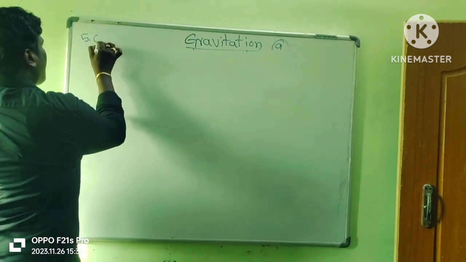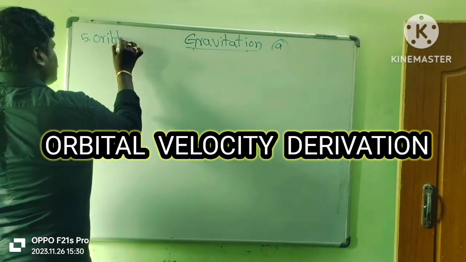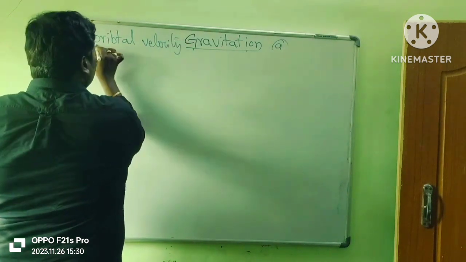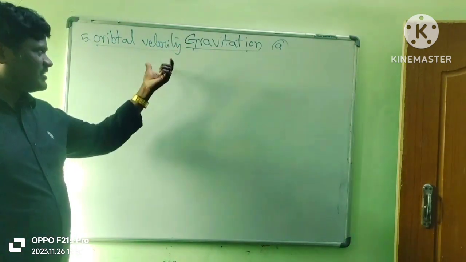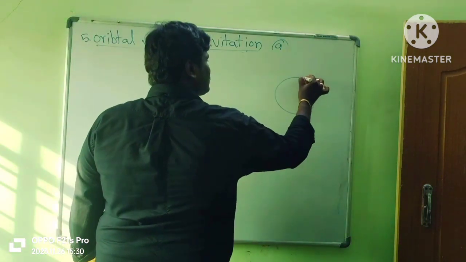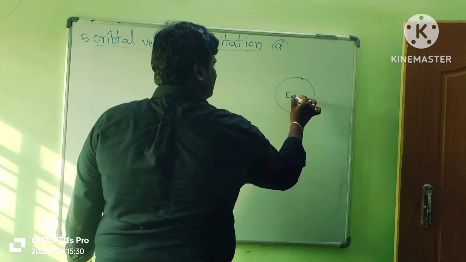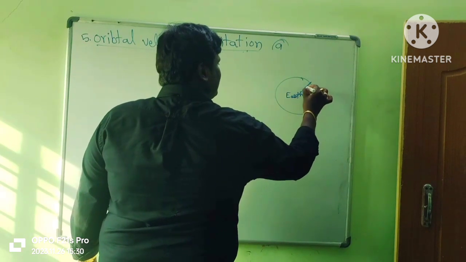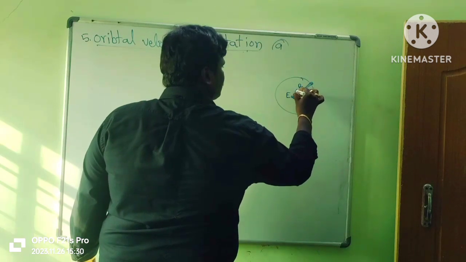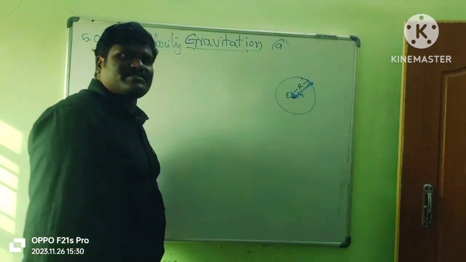The fifth question is orbital velocity. So what is orbital velocity and how can you derive the orbital velocity formula? Orbital velocity means, if I consider a planet, here it is Earth, so the Earth's radius, from the center to here, is r.